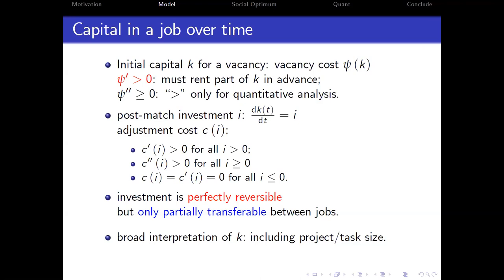So if a firm actually hired some worker, successfully matched, then the firm can think about, okay, what to do with this capital stock, and then can do some post-matching investment I. So the capital stock is going to change over time by the amount you invest. Now, this is more like an adjustment cost. So the cost is increasing, marginal cost is positive and increasing. So just for convenience, because eventually you start with the capital below the final state, you're going to invest. So that's the one I'm going to focus on.